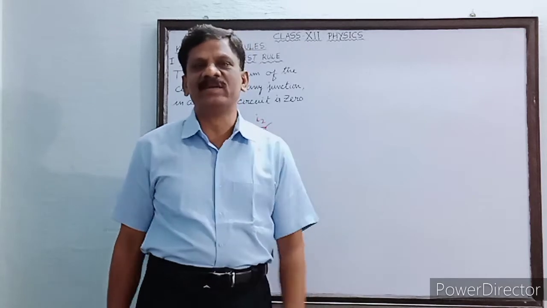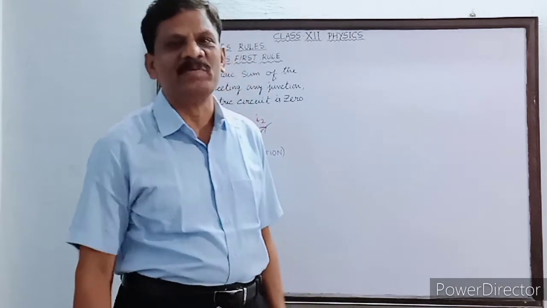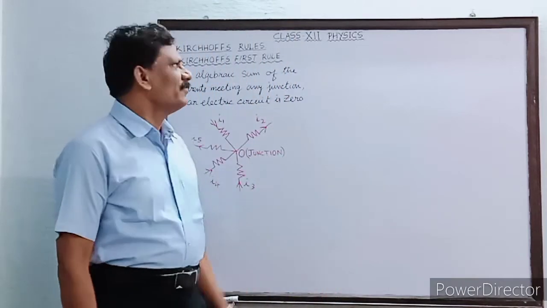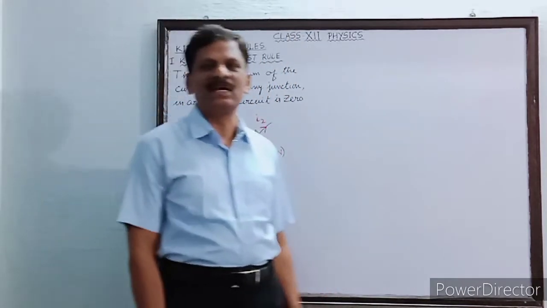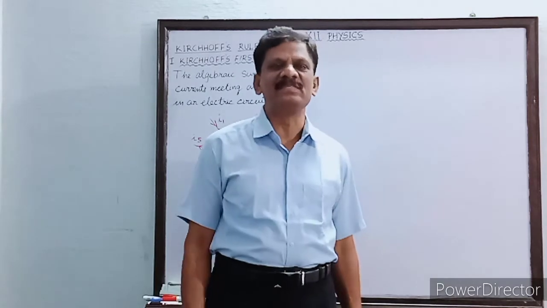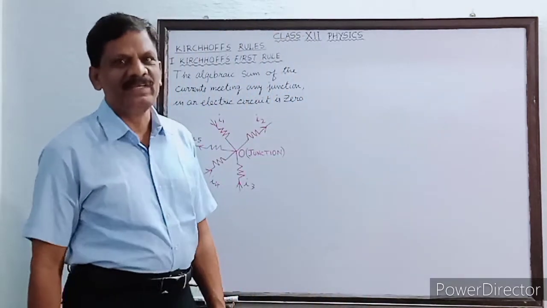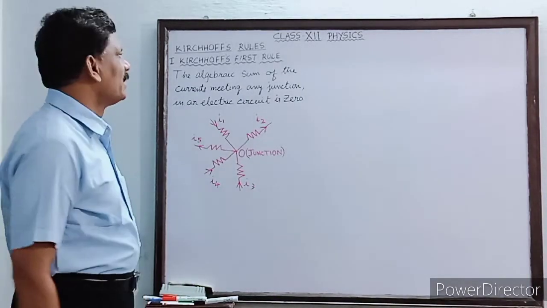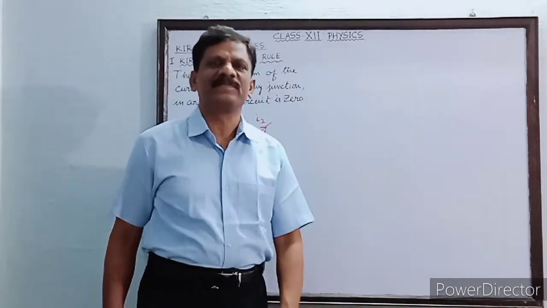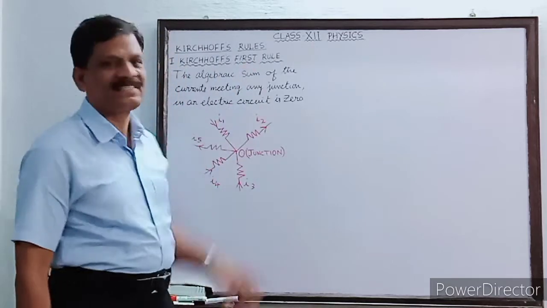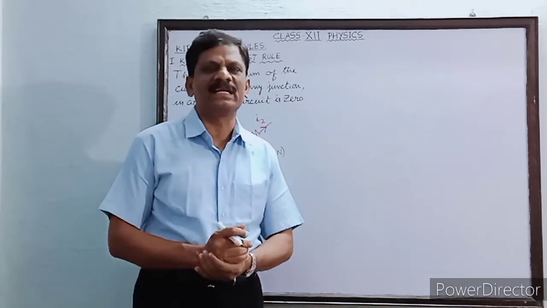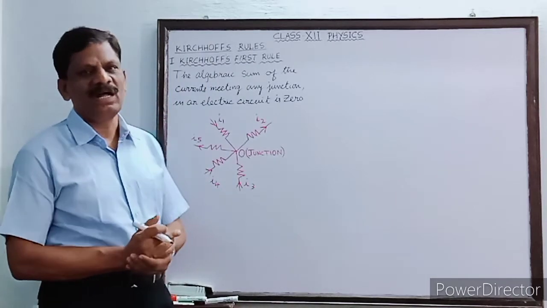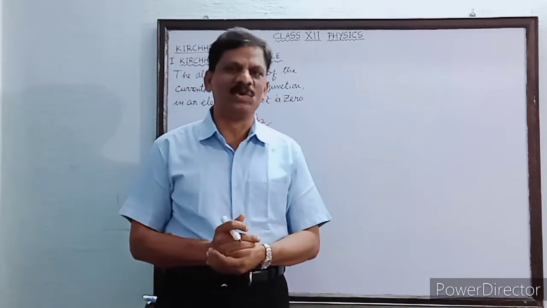Already we have studied Ohm's law to verify the relationship between the voltage, current and resistance in simple circuits. Whereas there are some complicated circuits called electrical networks, where Ohm's law becomes invalid. Therefore, we need the help of some Kirchhoff's rules. There are two Kirchhoff's rules. One is Kirchhoff's first rule or Kirchhoff's current rule. The other one is Kirchhoff's second rule or Kirchhoff's voltage rule.